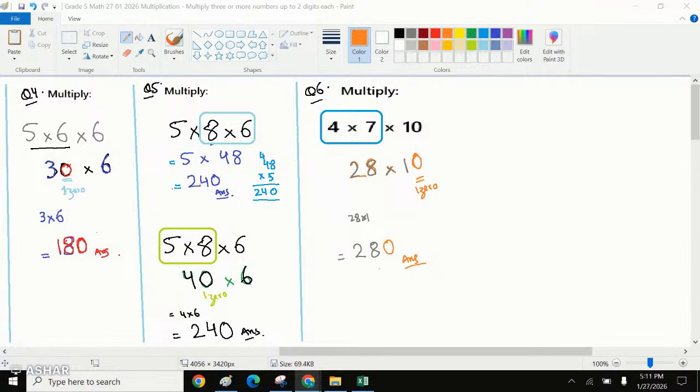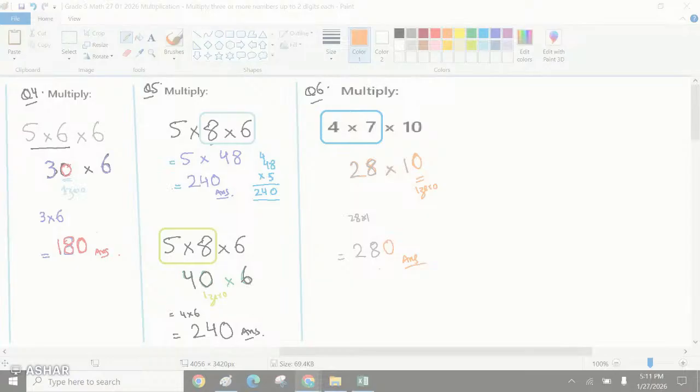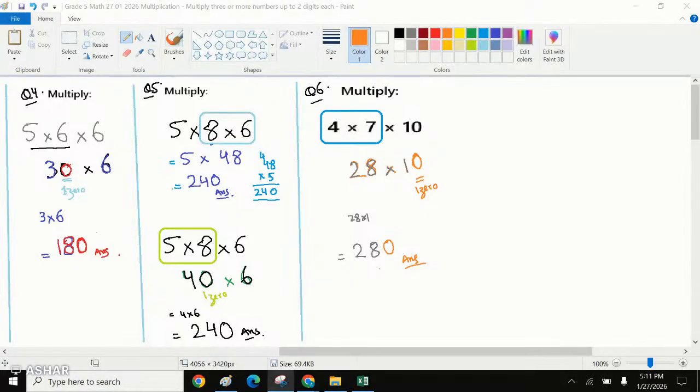The next question says multiply these numbers together in which one of the numbers is 1. That means if we have any number that is 1, multiplying by 1 gives the same answer. So this is question number 7 and says 12 multiplied by 3 multiplied by 1.